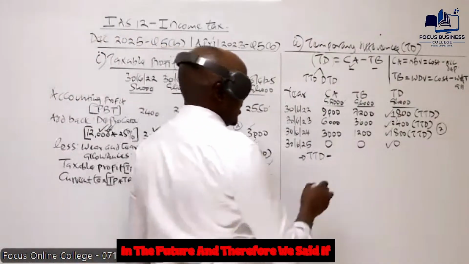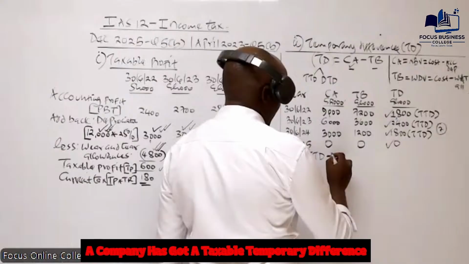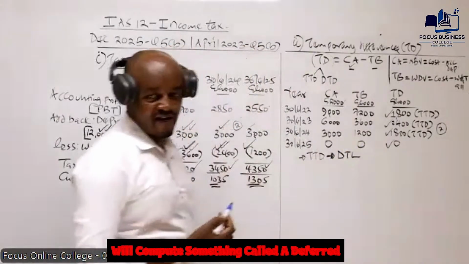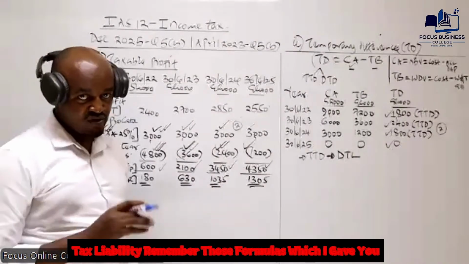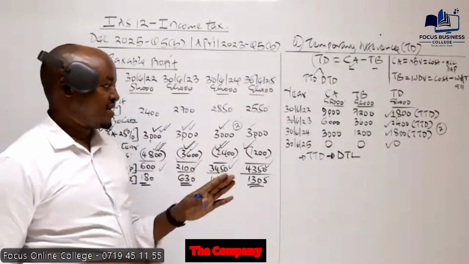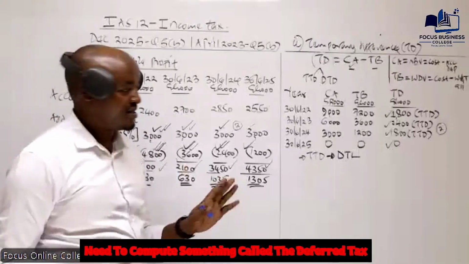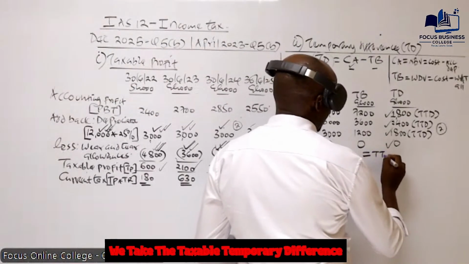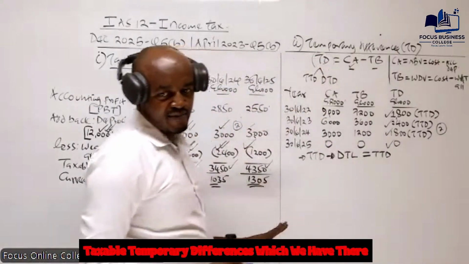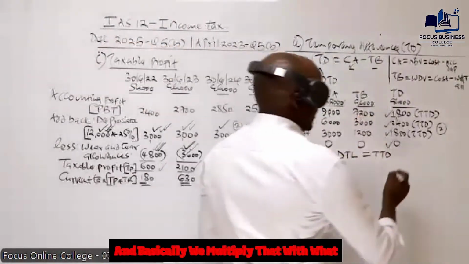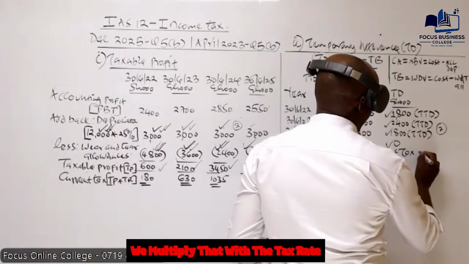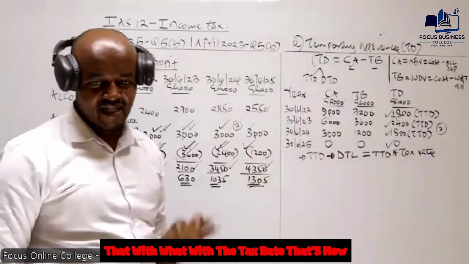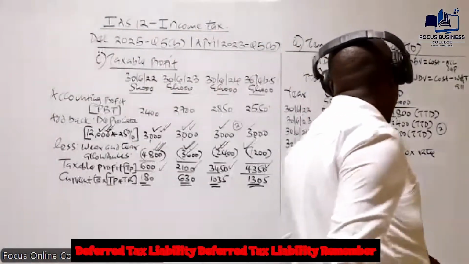And therefore, we said if a company has got a taxable temporary difference, then such a company will compute something called a deferred tax liability. Remember those formulas which I gave you. The company needs to compute the deferred tax liability. How do we compute it? We take the taxable temporary difference, and we multiply that with the tax rate. That's how we compute the deferred tax liability.